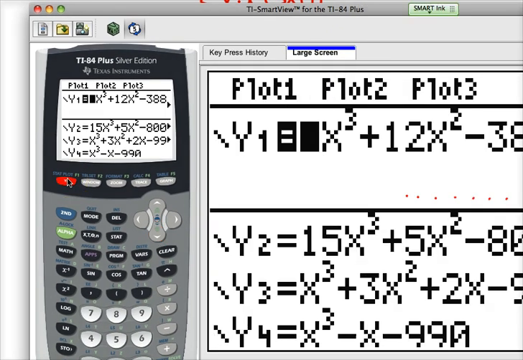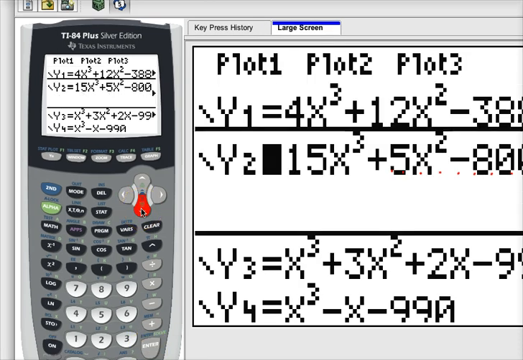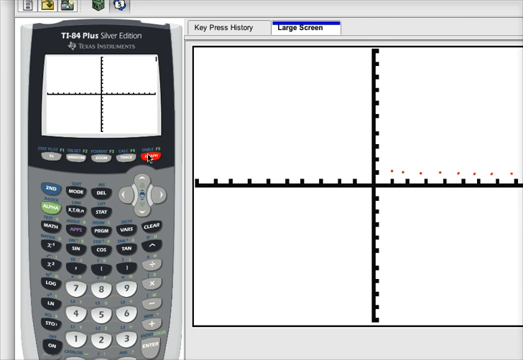Y equals, turn this one off, arrow down. This second y2, I didn't take the 5 out, but it doesn't matter. The roots should be the same. So I'm just going to turn that on, press graph, and oh, looks pretty close to the last one I got. This last one was 9. So this one is 8. 1, 2, 3, 4, 5, 6, 7, 8. Crosses at 8. So we think x is 8.